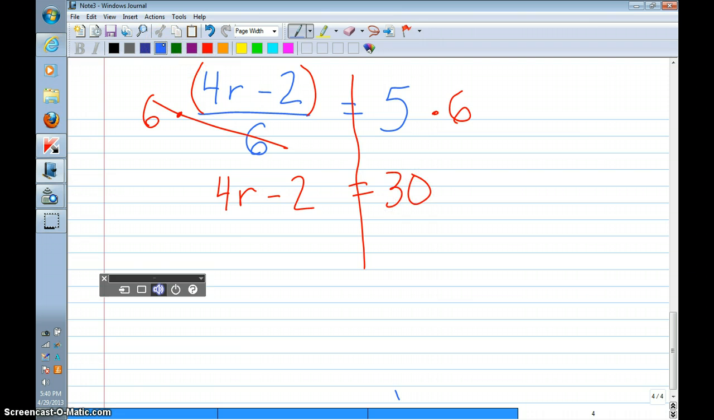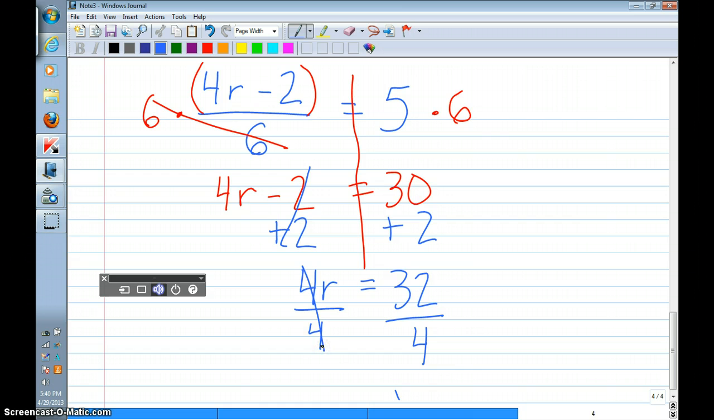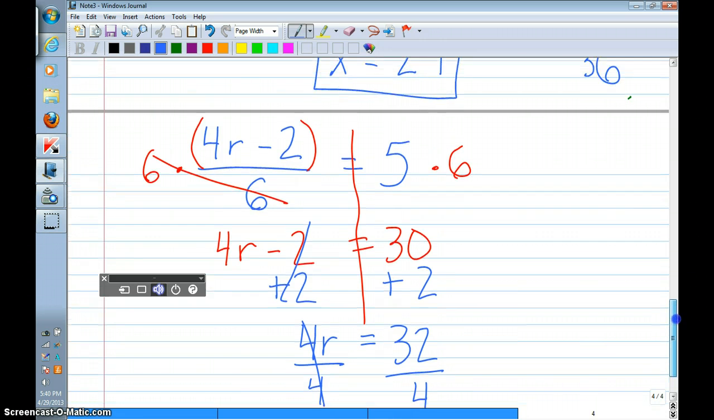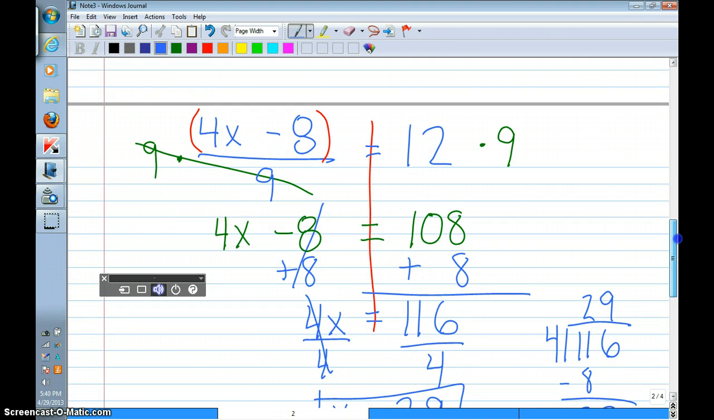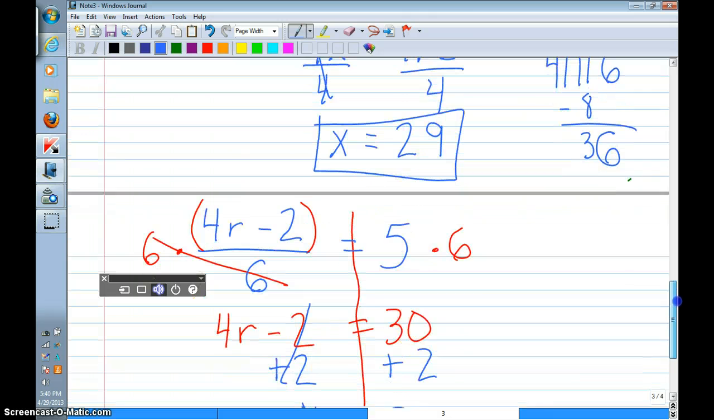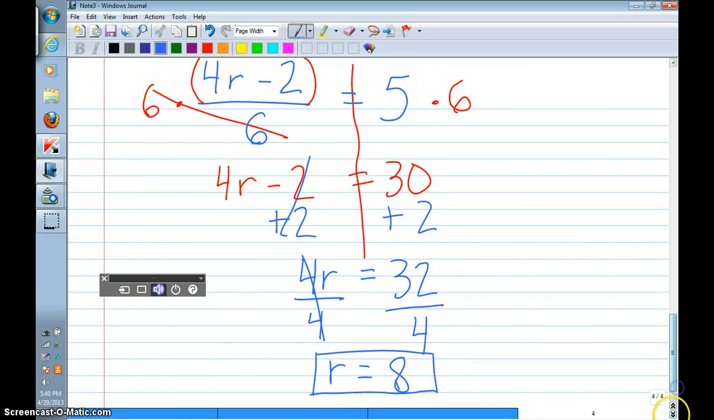Okay, I want to get rid of the minus 2, so I do the opposite. I add 2, I add 2. I'm left with 4r is equal to 32. And my last step, divide both sides by 4. So r is equal to a positive 8. Okay, so in these kind of problems, I have to remember to put the parentheses around it and get rid of the dividing by 9 or the dividing by 6 first.